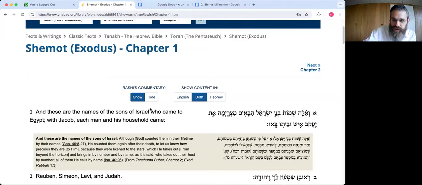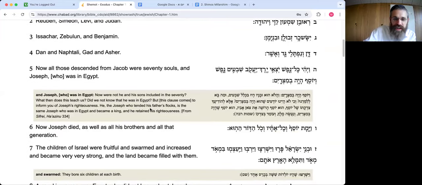Okay, we could move a little forward, and then we have to go back in the future weeks. We'll do that. What you see here is verse 6 is interesting. Joseph dies and the whole generation, which tells you that the slavery doesn't begin until Joseph and all his brothers die in that entire generation. So verse 6: now Joseph died as well as all his brothers and all that generation. And then verse 7 tells you how the Jewish people proliferate and they become abundant. The children of Israel were fruitful and swarmed and increased and became very, very strong, and the land became filled with them.